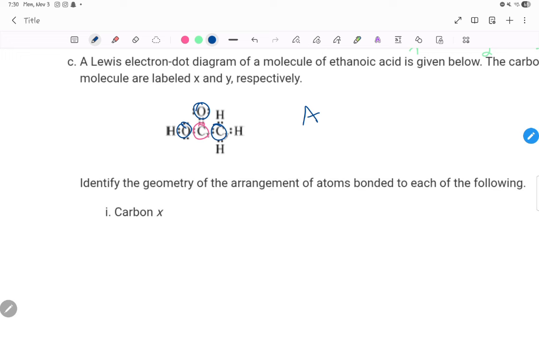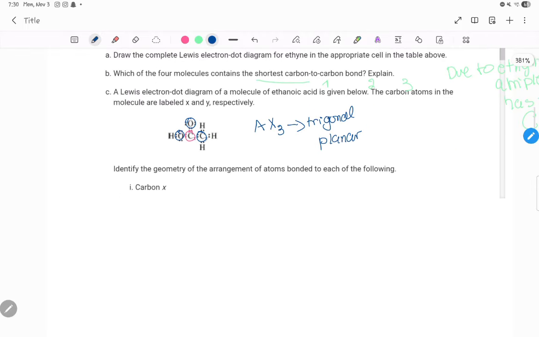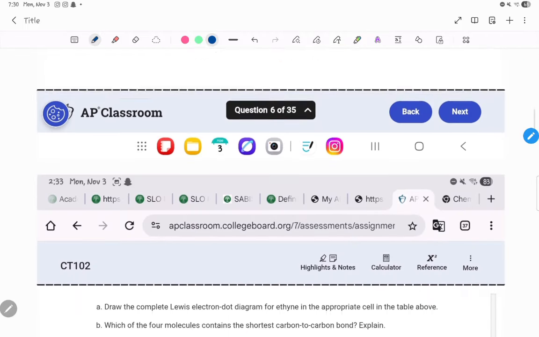It's going to be AX3, and there are no lone pairs, so it's AX3. And what's the shape of AX3? This is going to be trigonal planar. So the geometry of AX3 is trigonal planar.